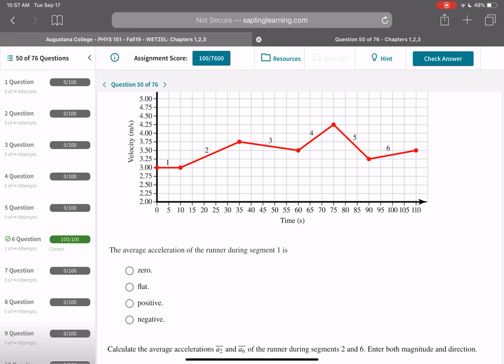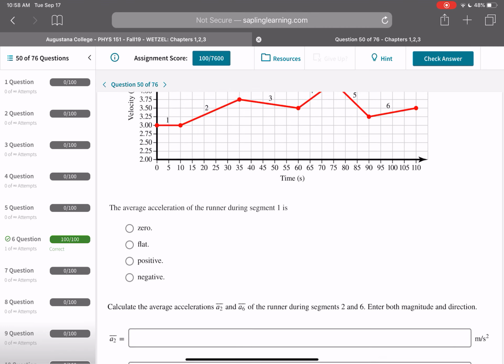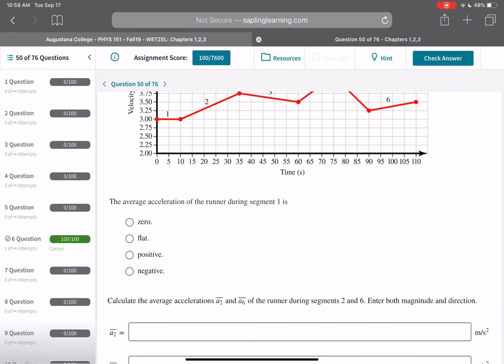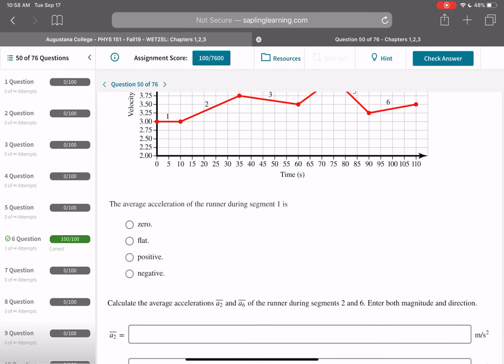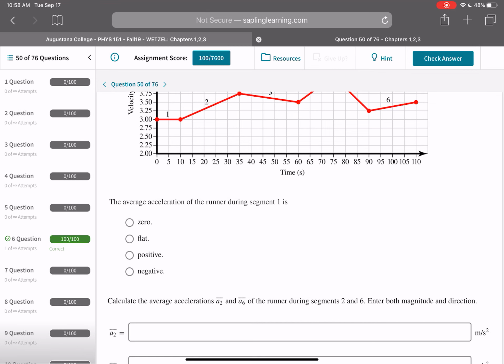The average acceleration of the runner during segment 1 is, in this case, the velocity versus time is constant. It's 3 that whole time. So v final minus v initial, 3 minus 3, is 0. So there's no acceleration in segment 1. Calculate the average accelerations A2 and A6 of the runner during segments 2 and 6. Enter both the magnitude and direction.